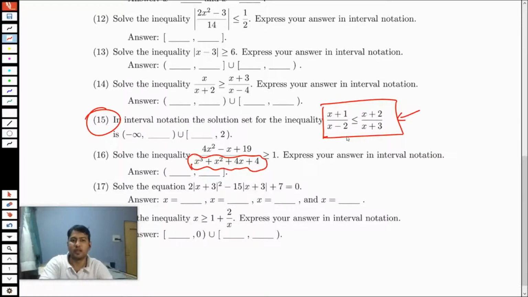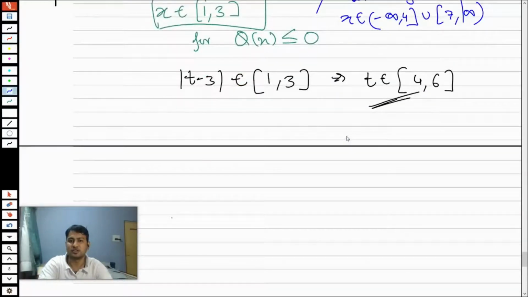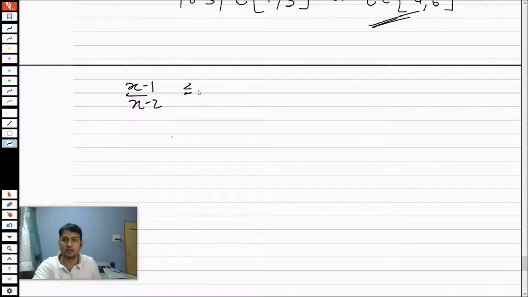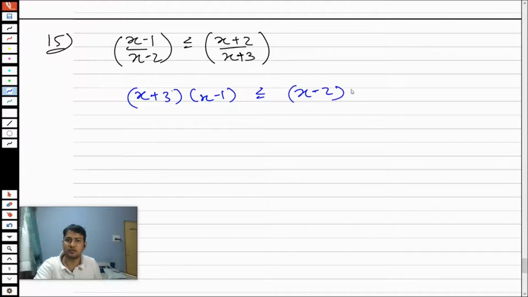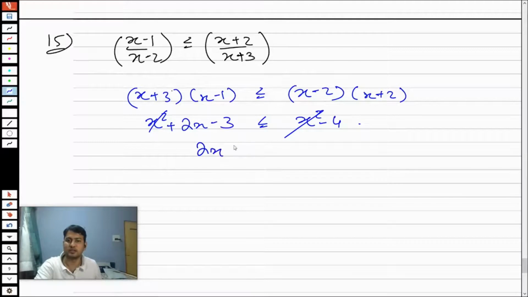So, x minus 1 upon x minus 2 is less than or equal to x plus 2 upon x plus 3. When you're trying to solve an inequality like this, the basic intuition which people have is to cross multiply and proceed. So that would become x plus 3 into x minus 1 less than or equal to x minus 2 into x plus 2. Then you open up the brackets. So you get x square plus 2x minus 3 less than or equal to x square minus 4. Then you cancel the x squares, so you get 2x less than or equal to minus 1, so x less than or equal to minus half.